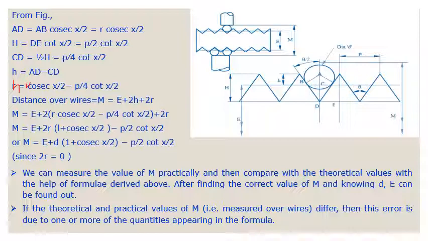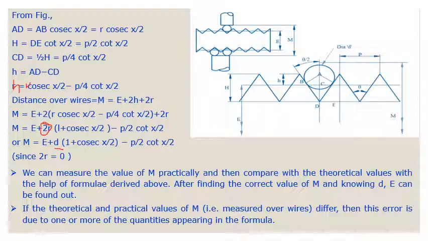So m is equal to e plus 2r cosecant of x by 2 minus p by 4 of cot of x by 2 plus 2r, or nothing but m is equal to e plus 2r of 1 plus cosecant of x by 2 minus p by 2 of cot of x by 2, or m is equal to e plus d of 1 plus cosecant of x by 2 minus p by 2 of cot of x by 2, because 2r, two times the radius, is the diameter of the wire.